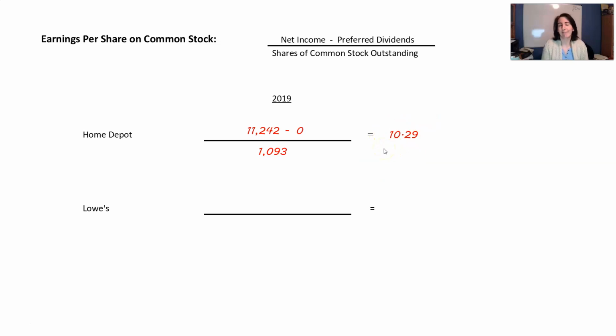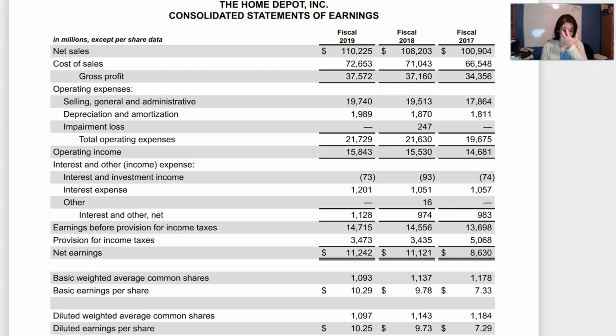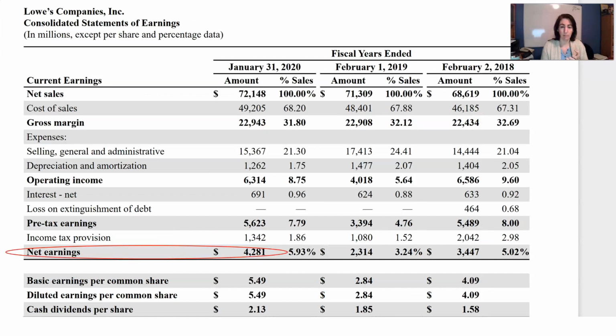Is that good, bad? It seems like it's a good number, but again, you can't do these things in isolation. One number means nothing. It's a comparative thing. All right, so let's grab Lowe's numbers. We have their earnings, and again, here they are. It should come out to $5.49. 42.81.